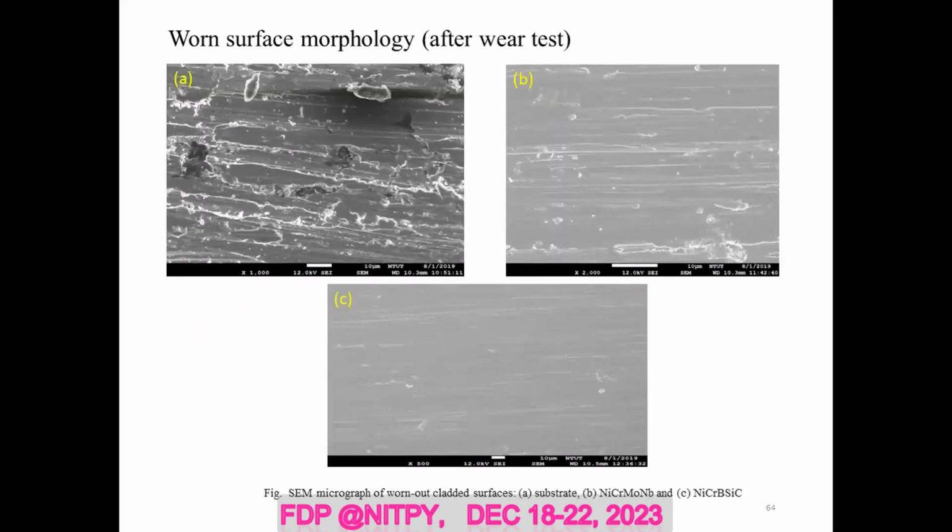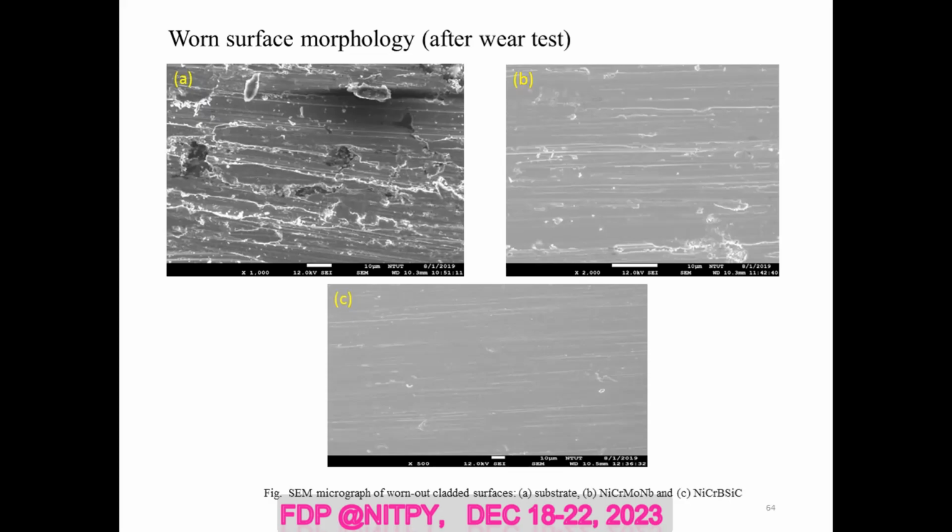And the worn surface morphologies after the wear test: image A shows the substrate, B shows the Inconel 625 clad specimens, and image C shows the Colmonoy 5 clad specimens. Here we can see figure A shows very high material loss, and also some material plucking happened in these specimens, with higher debris and big cracks and grooves. There are many damages we can observe on the substrate specimens.